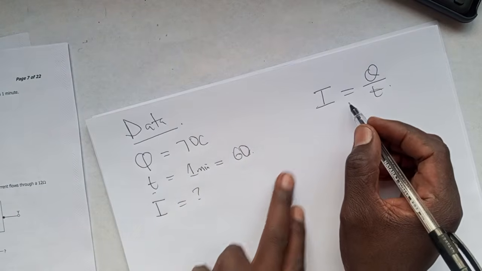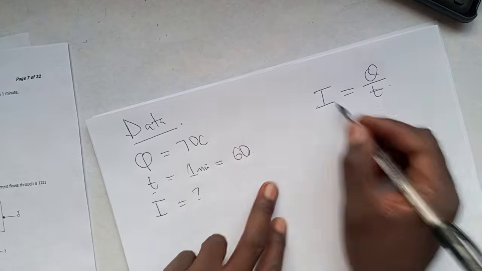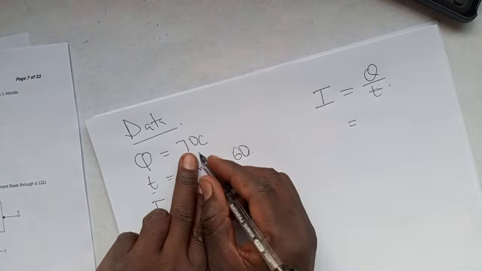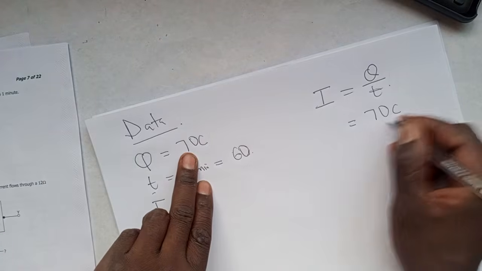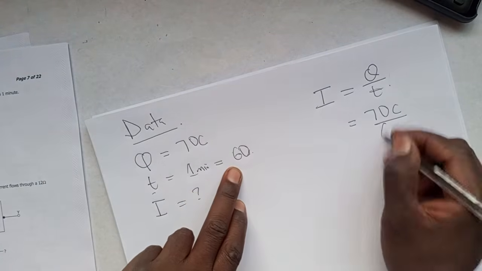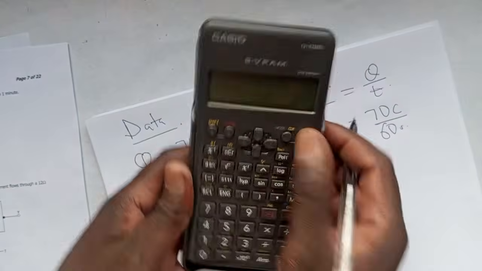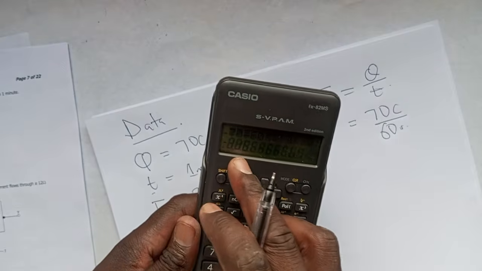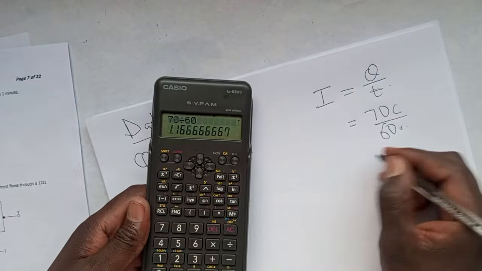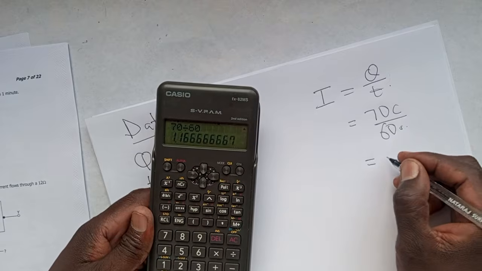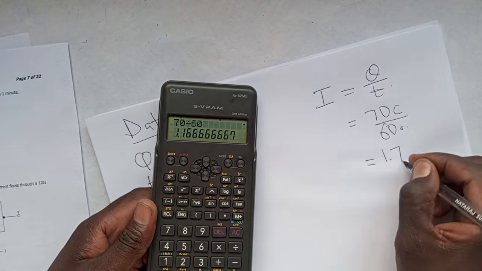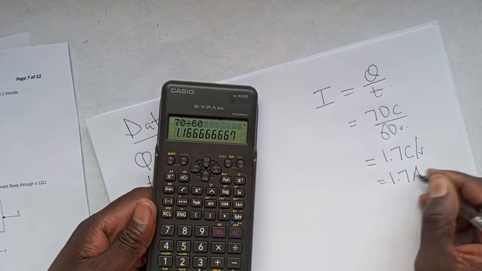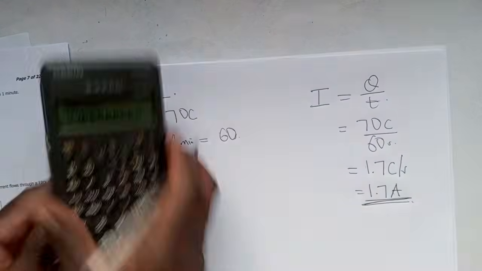So if we are asked to find current, this is the formula that we are supposed to use. What is charge? Charge is 70 coulombs, and what is time? That is 60 seconds. So if we use our calculator to say 70 divided by 60, that would be 1.16, which would be 1.17. If we were to round it off to one decimal place, this will be 1.7 coulomb per second, which is basically equal to 1.7 amps current. Okay, so we look for that answer.